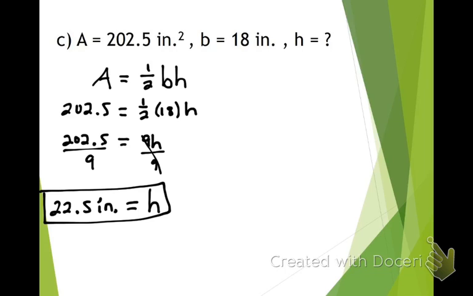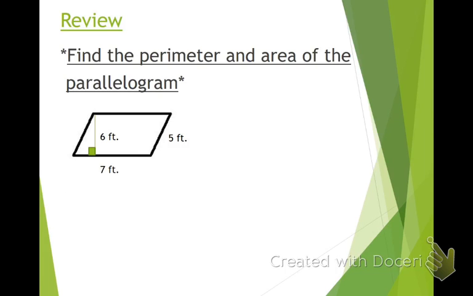Okay, we're going to do a review problem. This was exactly like our 11.4 lesson that we had on Friday. So go ahead and write this down for me. Okay, so for this review problem, we're going to find the perimeter and the area of the parallelogram. So always try to double check your instructions to make sure that you're going to have two answers instead of just one. Does anybody remember what it means to find the perimeter of something?